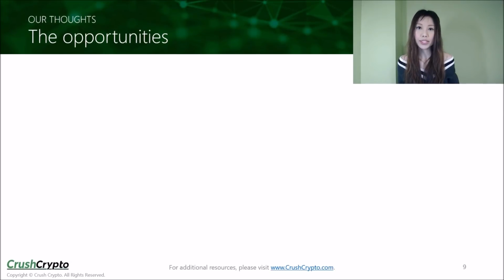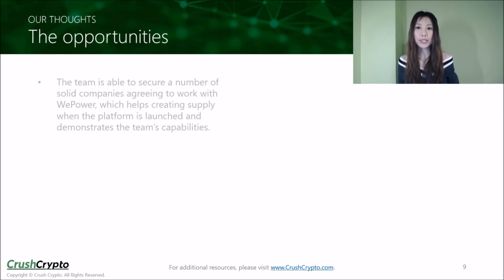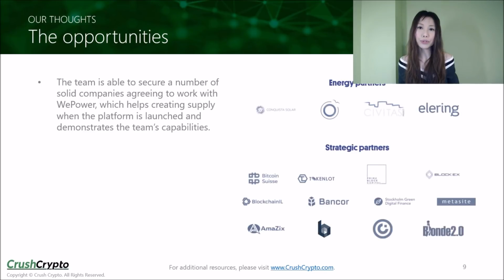Here are some opportunities we wanted to highlight. WePower is quite new as a company, but the team has been able to secure a number of solid companies agreeing to work with them already. At the moment, there are 3 energy producers planning to use WePower, which will connect over 1,000 megawatts of solar energy to the platform. In addition, WePower has blockchain and technology partnerships with Bancor, Tokenlot, Bitcoin Suisse, and so on.